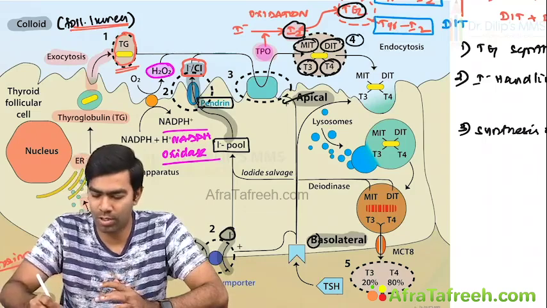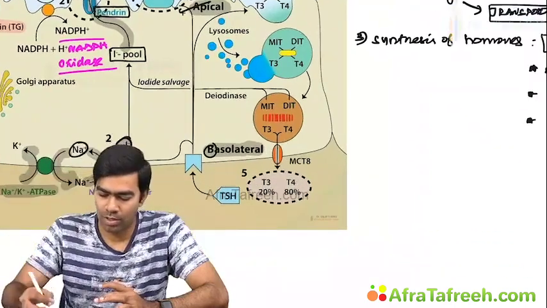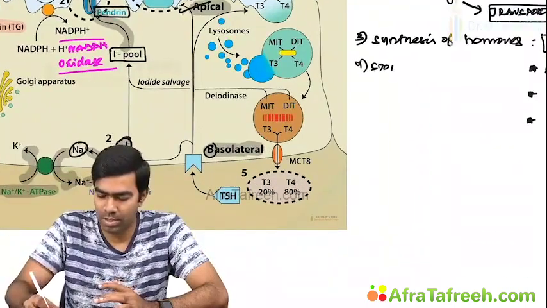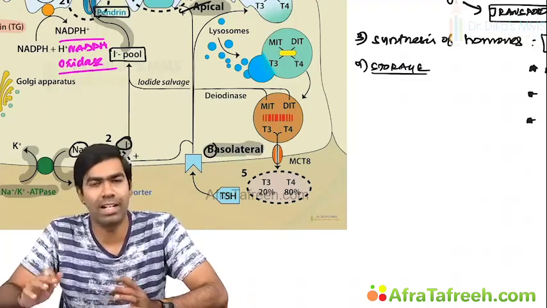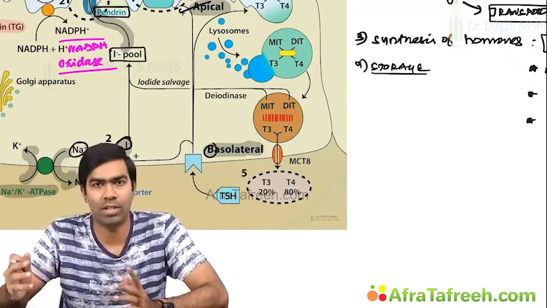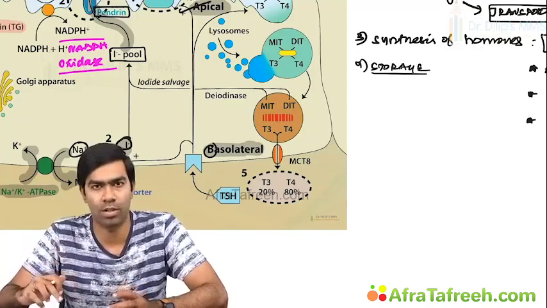And that's what the fourth step is, that is storage. Storage of the thyroid hormones. Storage happens in the colloid, and during storage, the thyroid hormones will still be linked with the thyroglobulin molecule only. Along with that, many MIT and DIT molecules will still be linked with the thyroglobulin molecules.